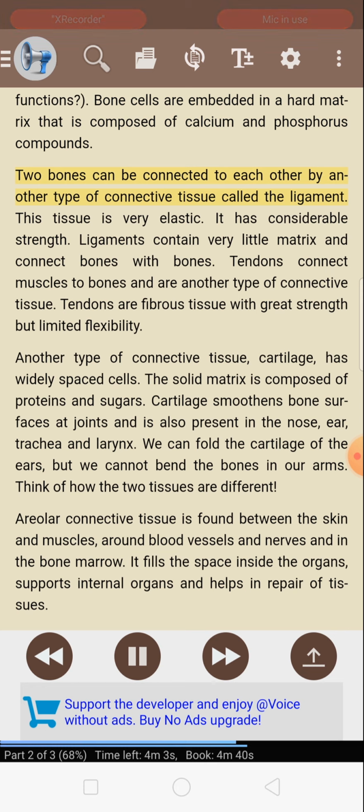Two bones can be connected to each other by another type of connective tissue called the ligament. This tissue is very elastic. It has considerable strength. Ligaments contain very little matrix and connect bones with bones. Tendons connect muscles to bones and are another type of connective tissue. Tendons are fibrous tissue with great strength but limited flexibility.